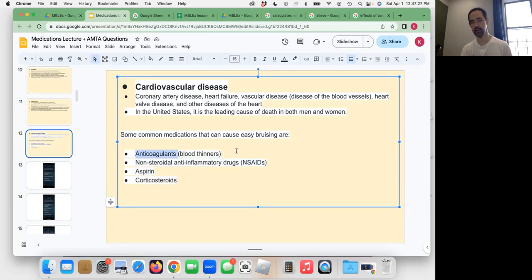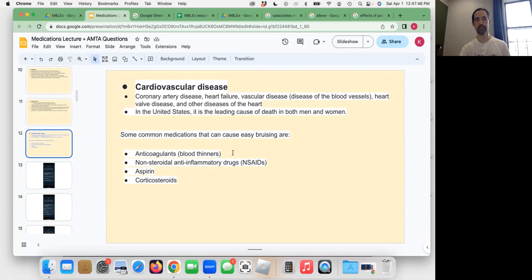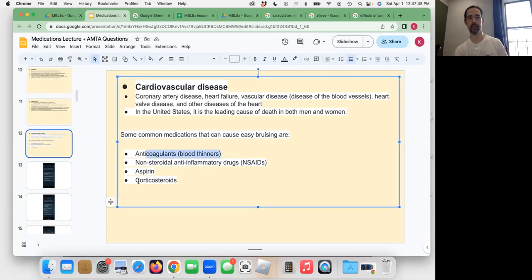So these are anticoagulants or blood thinners. Non-steroidal anti-inflammatory drugs are sometimes taken. Aspirin is sometimes taken, and corticosteroids are sometimes taken for cardiovascular disease. So let's go into like the questions portion now. All right. Before we do that, I'm going to get a drink and I'm going to ask you guys about the cautions around these 4 categories. I'll be right back.